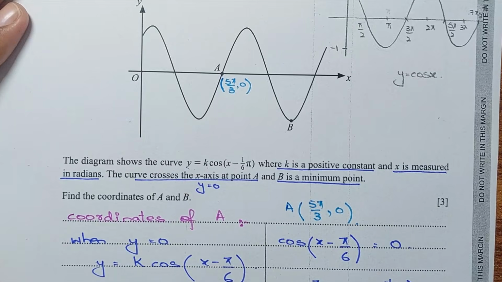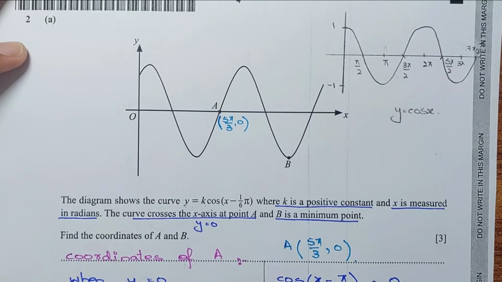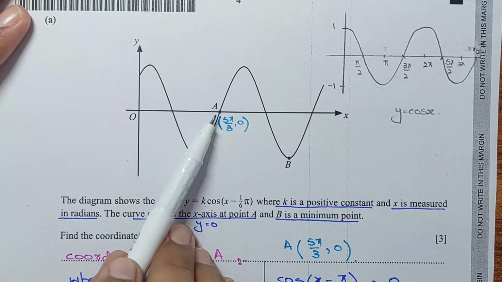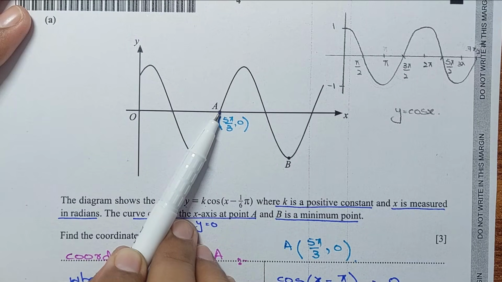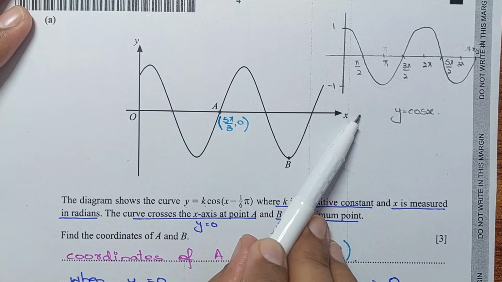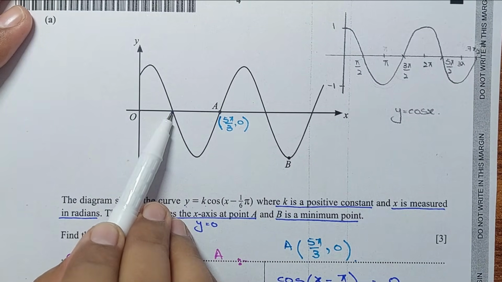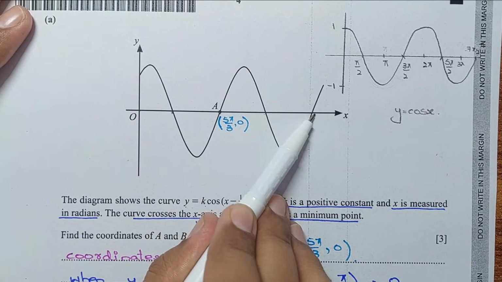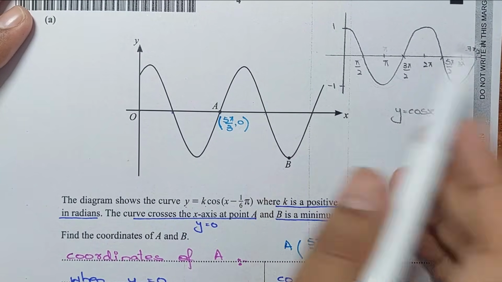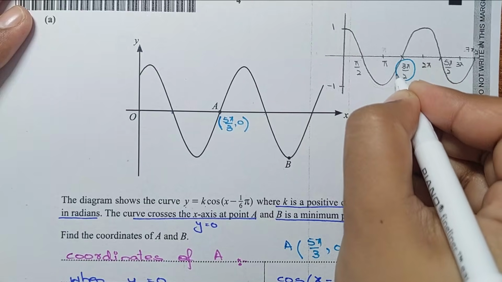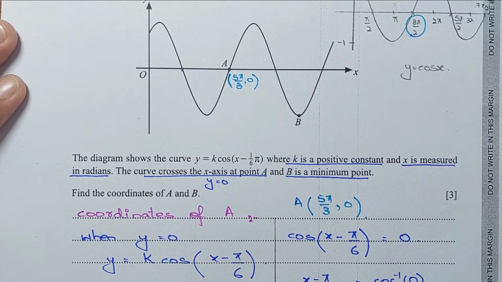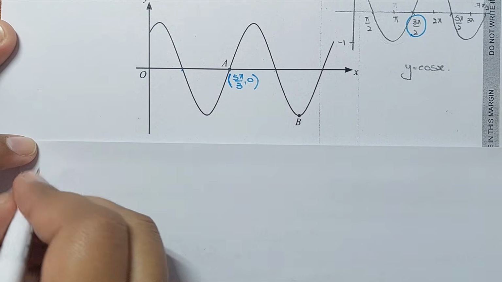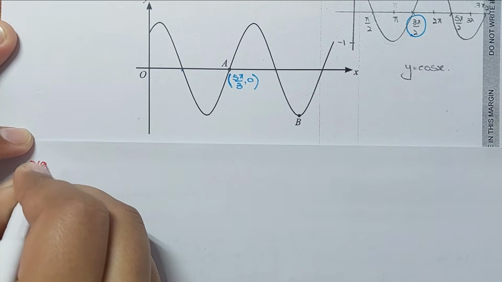Okay, so I hope this is clear why I picked the second value. As you can see, this A is basically the second x-intercept for this function. This is the first x-intercept, this is the second x-intercept, this is a third one, this is a fourth one. So for the base function, we also have to pick the second x-intercept. Okay. Now, the next thing we need to find is the coordinates for B.